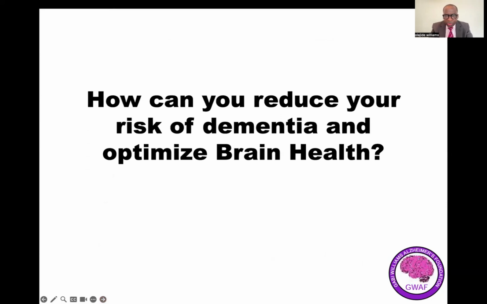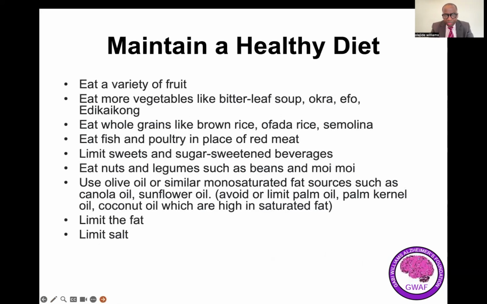So how can we reduce your risk of dementia, and how can we optimize our brain health? The first thing we can do is to maintain a healthy diet. That means eating a variety of fruits, eating more vegetables like bitter leaf soup, okra, efo, edikang ikong, eating whole grains like brown rice or fada rice, semolina, eating more fish. Poultry is also a good option, and red meat should be significantly minimized.